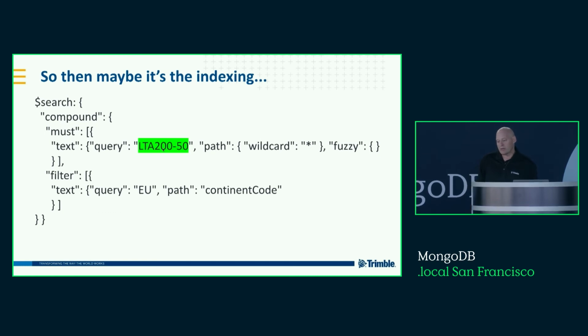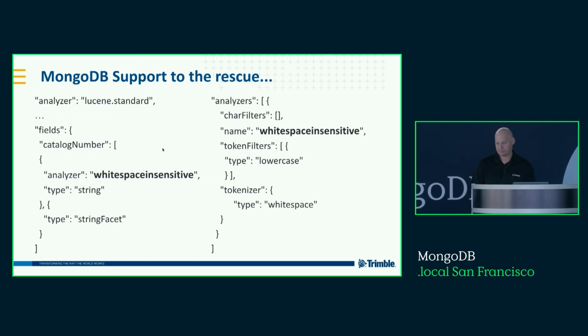That wasn't the only issue. We also received some feedback from consumers who saw issues when searching with catalog numbers. Here is an example reported by one of our consumers where they were searching for an LTA 200-50 catalog number, and they reported lots of irrelevant results.